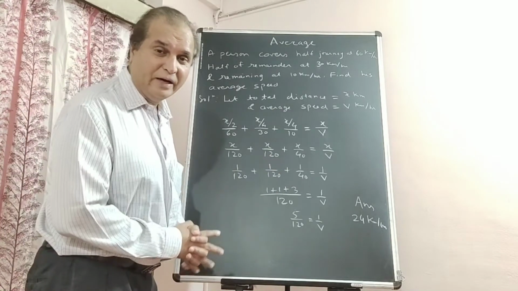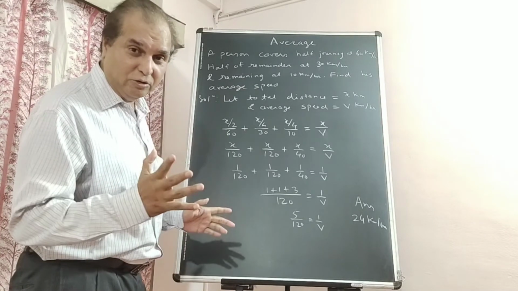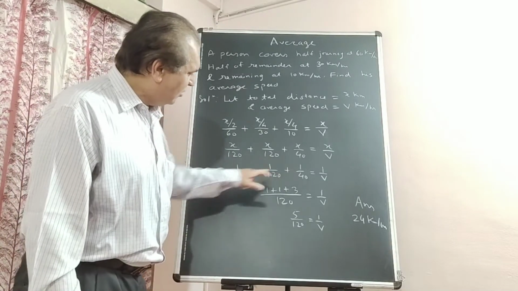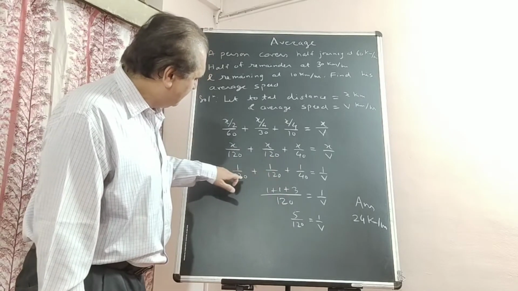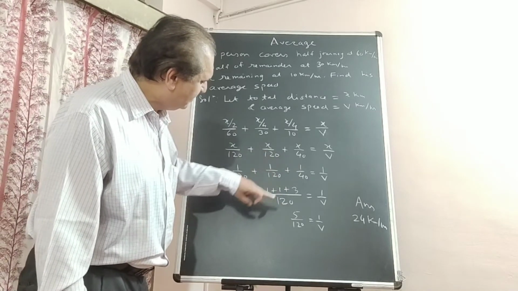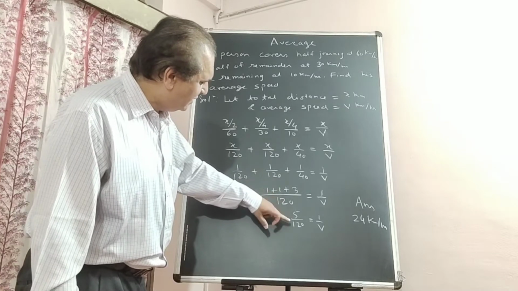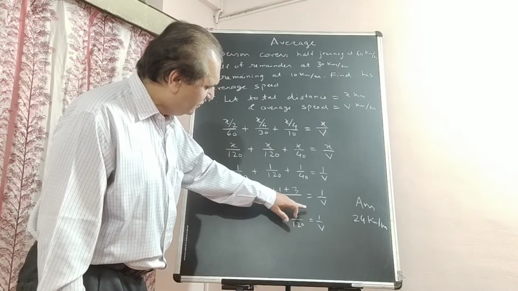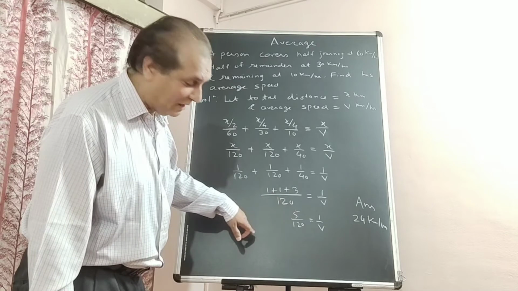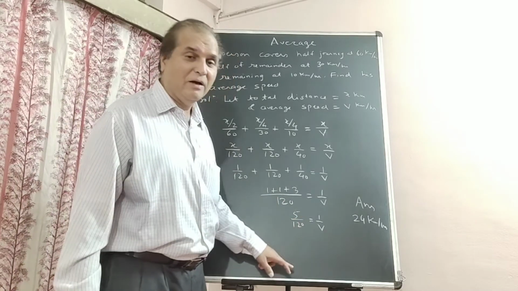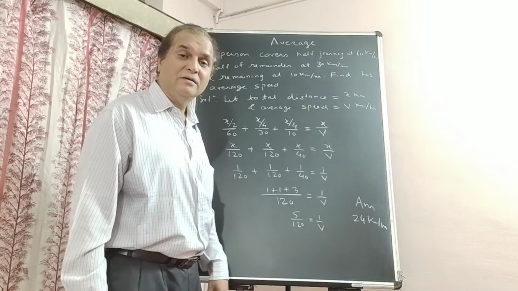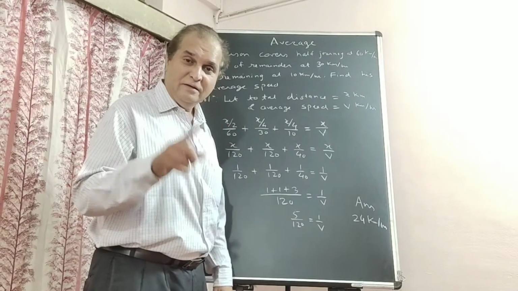Now v we have to find out, the only unknown. We'll make common denominator 120. 1 plus 1 plus 3, 5 upon 120 is 1 upon v. 5 ones are 5, 24s are 120. Cross multiply, v equals 24 km per hour. That is your answer. You have to tick the right option.